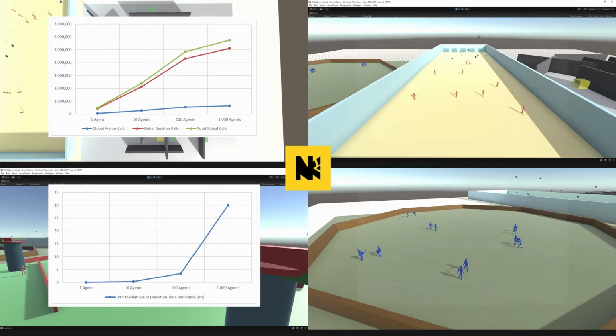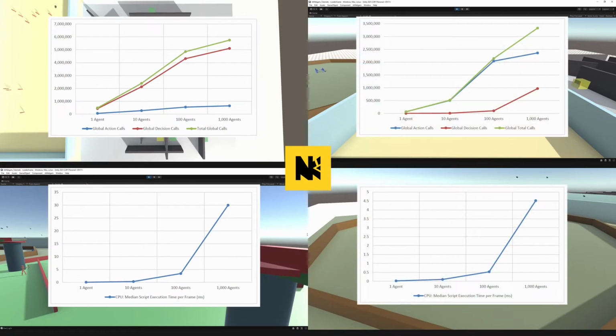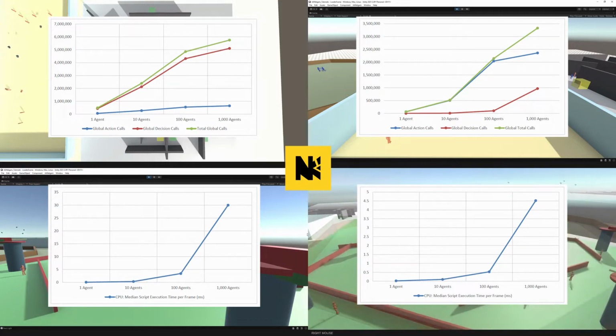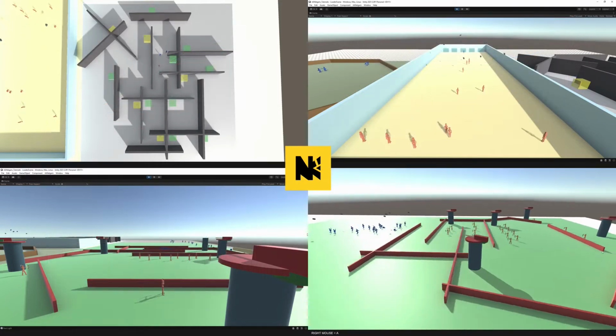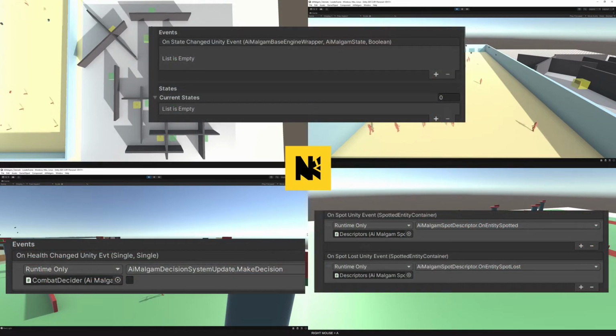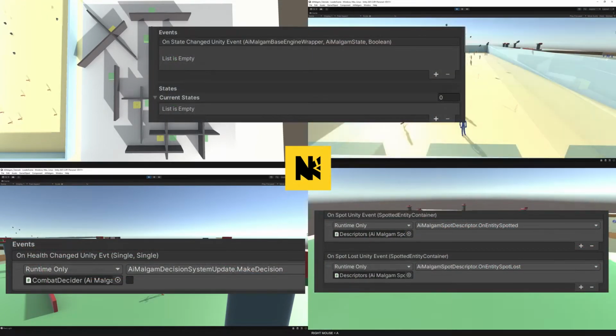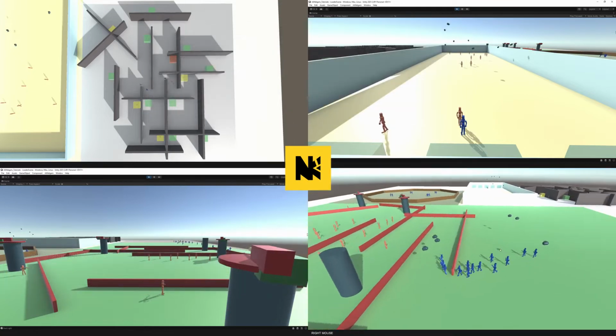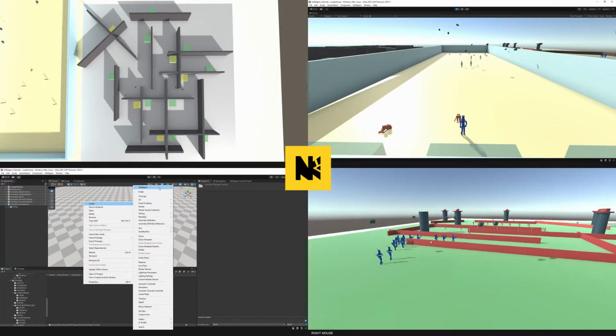In AiMalgam, the action execution is handled separately by schedulers, while the decision system can be called at different times, especially at certain events, supporting an event-driven architecture, which can save you a lot of performance for other game-relevant calculations.